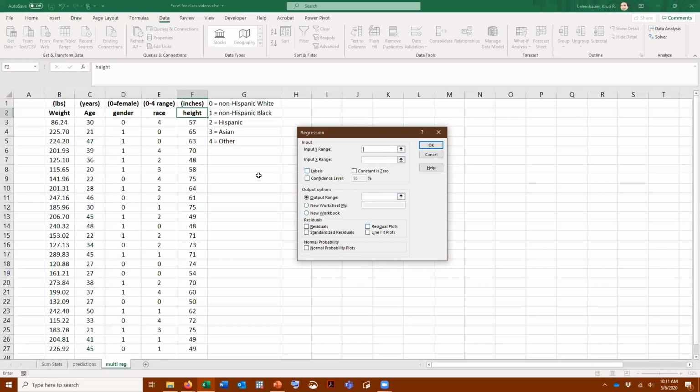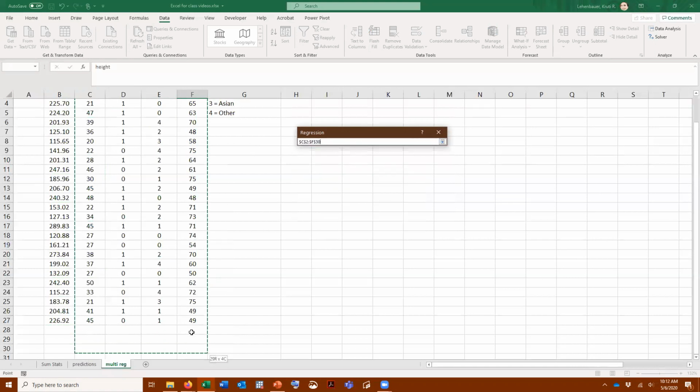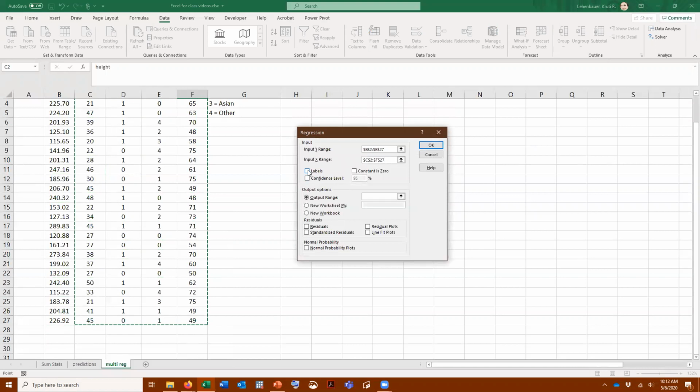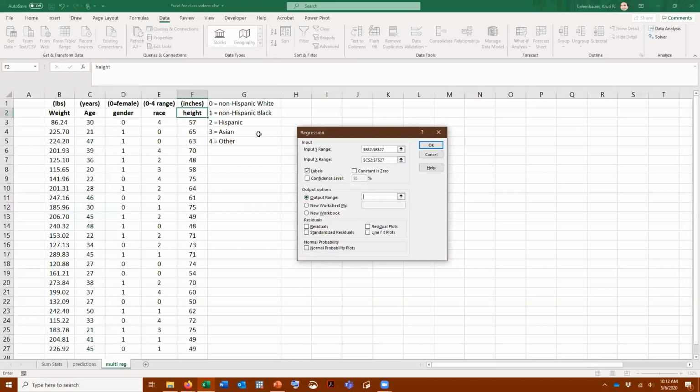And I'm going to input the Y range. I want to include labels. Input X range. Instead of having to pick each one separately, you can simply get all 4 of them together, grab them. Make sure you say labels. If you do have labels up here, it won't let me change it. Okay. Output range, I want to put the output here in I1. You can also get the output in a separate worksheet. That's entirely your choice. And I'm going to click OK.